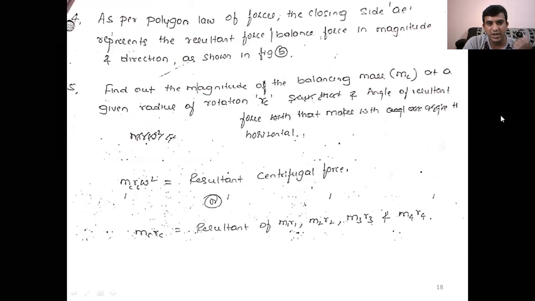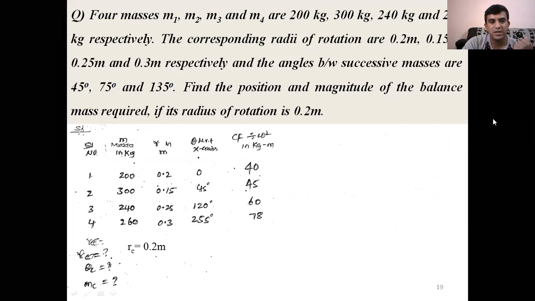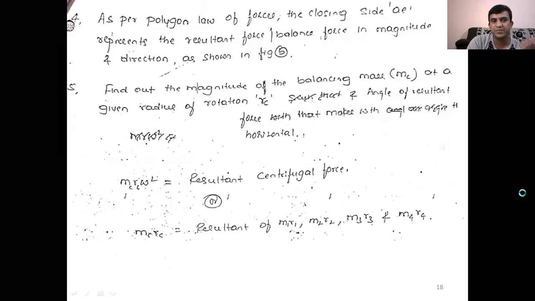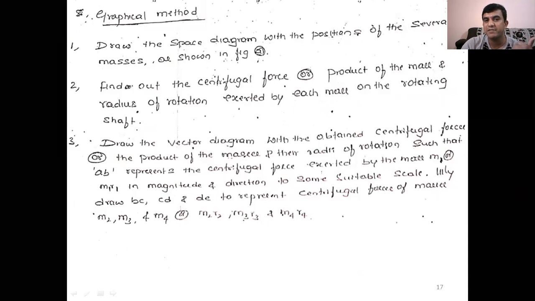This is the way to construct the table. First serial number, masses, radius of rotation, angular orientation of each mass. Then centrifugal force divided by omega square, which you get in kg meter, because we don't include omega square in the calculation. Then you construct the table, that is, find the centrifugal force, or product of mass and radius of rotation, exerted by each mass on the rotating shaft. This is the second step.